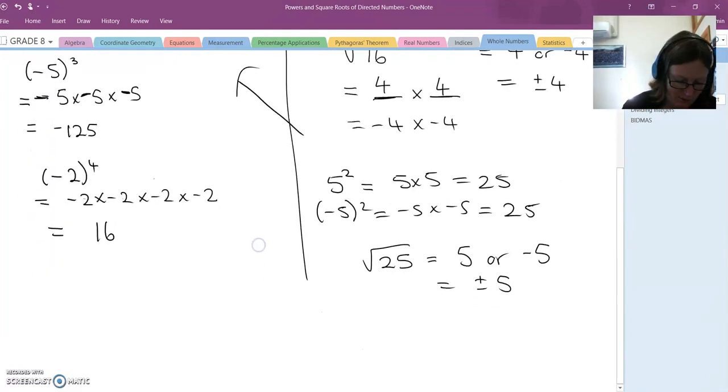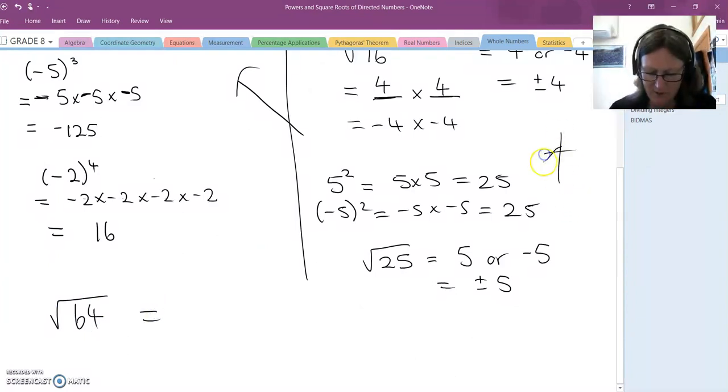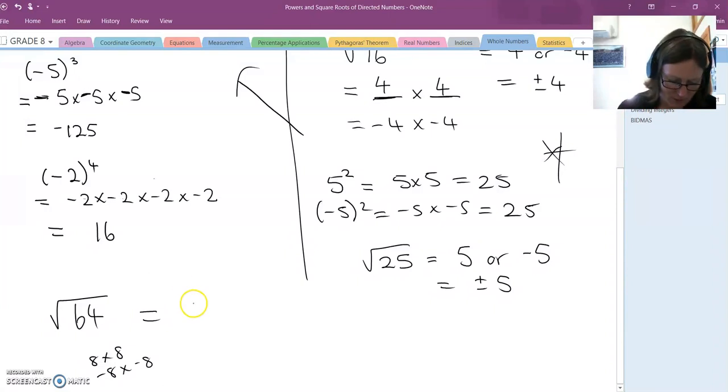Example B, what's the square root of 64? Well, there's 2 answers to this, remember, by way of this explanation over here. We know that 8 times 8 gives us 64. But we also know that negative 8 times negative 8 gives us positive 64. So what is the square root of 64? Positive and negative 8.